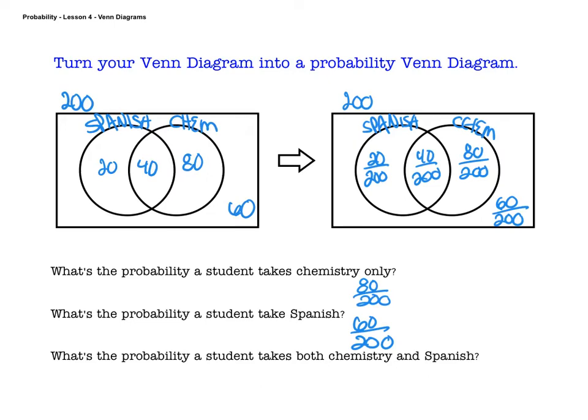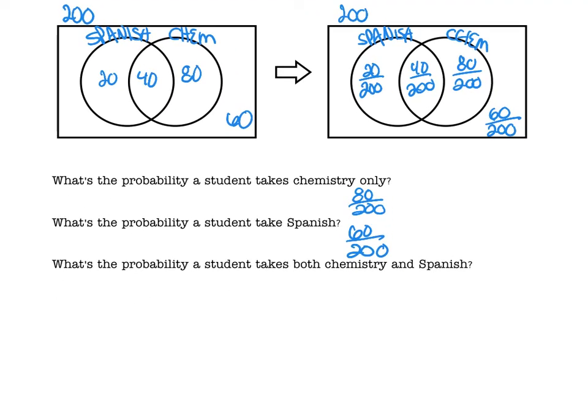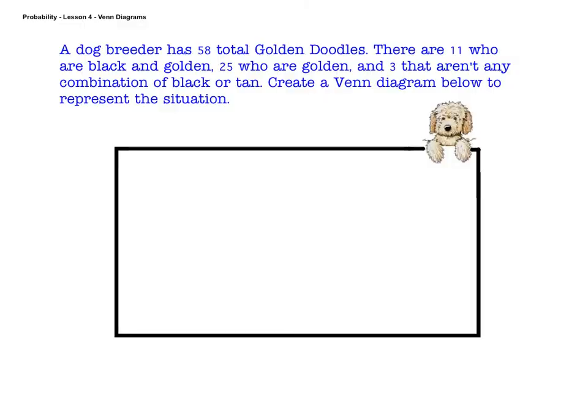What's the probability a student takes both Chem and Spanish? That's 40 out of 200. Okay, we're going to create our own Venn diagram.